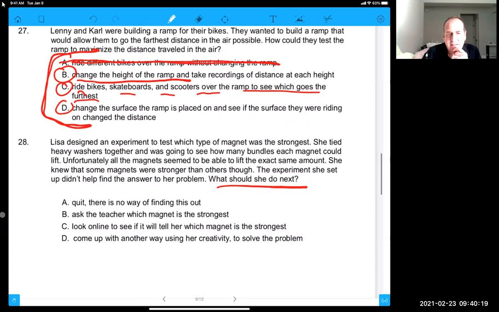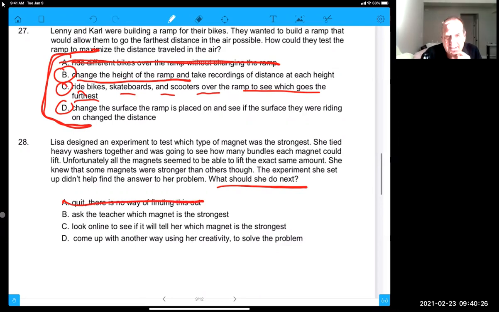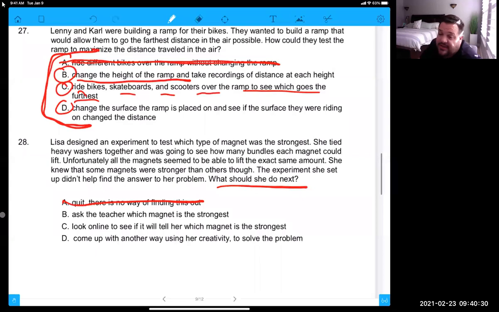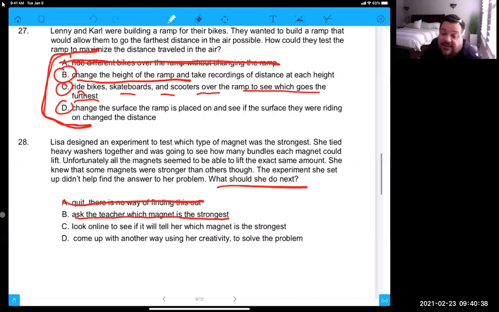Gotta be D. So quit. I'll give you a little hint on your test: quit is never the answer. Giving up and quitting, no. Don't ask the teacher during an experiment, now you can talk. See, that's when you guys will get tricked because you'll say, "Oh, I'd ask the teacher if I messed up." But it says ask the teacher for the answer. If this one said ask the teacher for help with what to do next, maybe that would make sense. But just asking for the answer doesn't make sense. And looking up online, that's basically cheating.